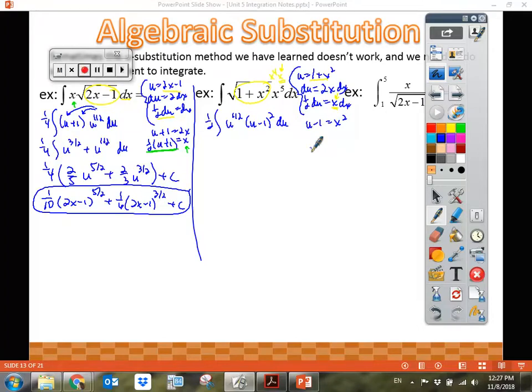We're going to have to FOIL it, distribute the u to the 1/2, get everything all worked out. And I did that already. I'm not going to go through the algebra, but I had already done that. So when you FOIL this out, then distribute the u to the 1/2, you will get u to the 5/2 minus 2u to the 3/2 plus u to the 1/2.